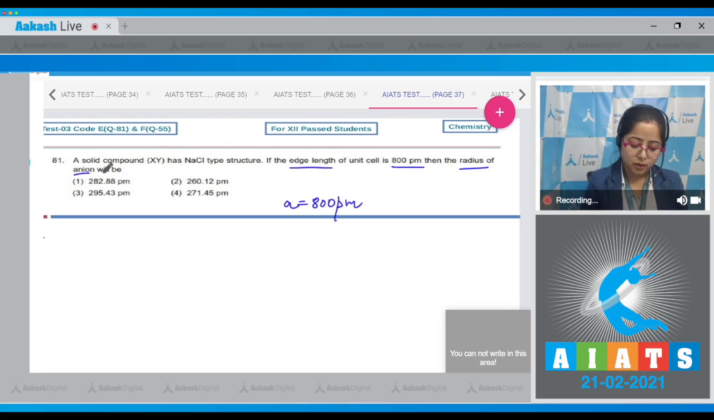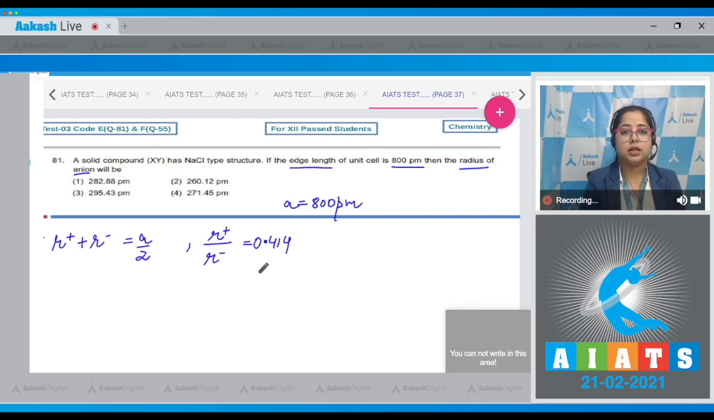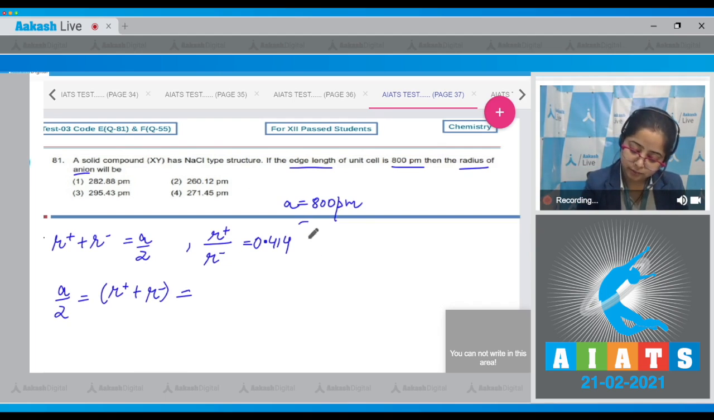So for NaCl unit cell, one thing we have to keep in mind, that the radius of cation plus radius of anion is equals to a by 2. Also the radius ratio, that is radius of cation upon radius of anion, is equals to 0.414, since here in NaCl type structure the cations occupy octahedral voids. Now student, a by 2 is equals to r plus plus r minus. Let's put the value of r plus and r minus here. Here we are given r plus upon r minus is equals to 0.414.